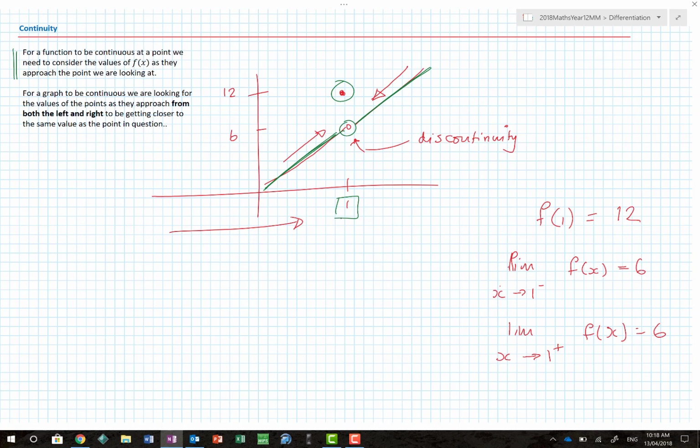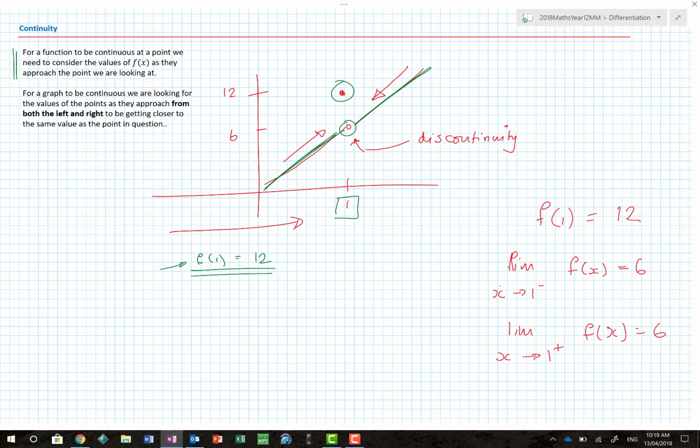Now, the first thing we do is we actually say, when f of 1, when we put 1 into my function, we get 12. So I'm stating what happens at that point of discontinuity. I know there's a discontinuity. I'm stating that when I put 1 into my function, I actually get 12 out. Well, then we've got to say to the examiner, but I need you to realize that when I approach from both the left and the right-hand side of x equals 1, I'm actually going to get a different value than what I get.